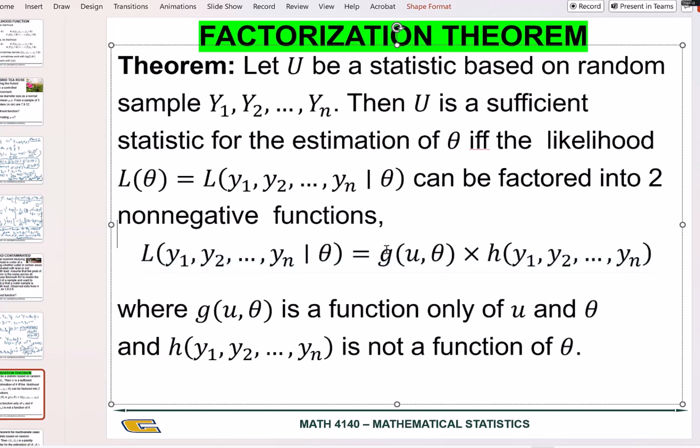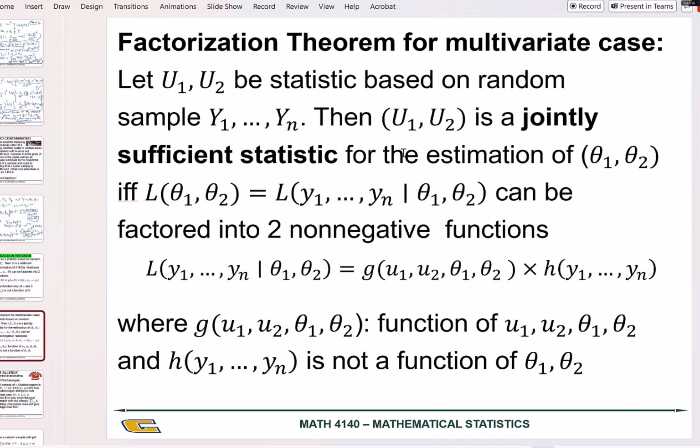So again, if you can factorize in this fashion, a function that does not depend on theta, and something else that goes with theta, then U is called a sufficient statistic for theta. We have a proof in the notes for the discrete case. The continuous case is more involved. But if you are curious about the proof, you can refer to the note I already uploaded, for the discrete case. In any case, let us just walk through some examples, and you will know how to find sufficient statistics.